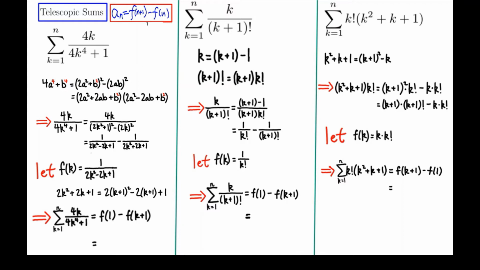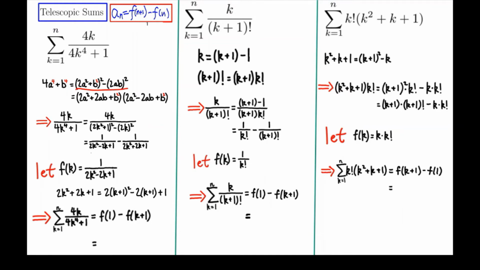First of all, in our first example, we have 4k divided by 4k to the fourth power plus 1, where k is equal to 1 all the way to n. So first of all, we're going to use this factoring trick where we replace k with a and 1 with b. So we have 4a to the fourth power plus b to the fourth power.